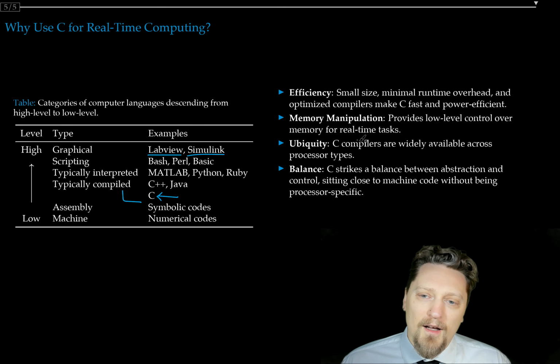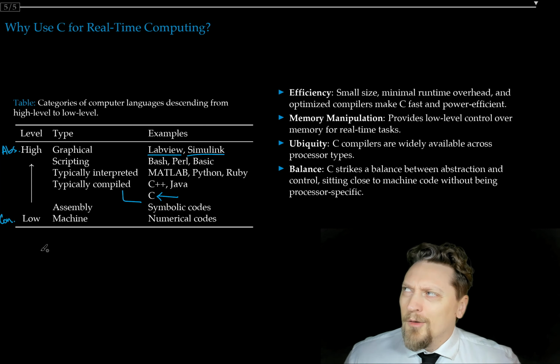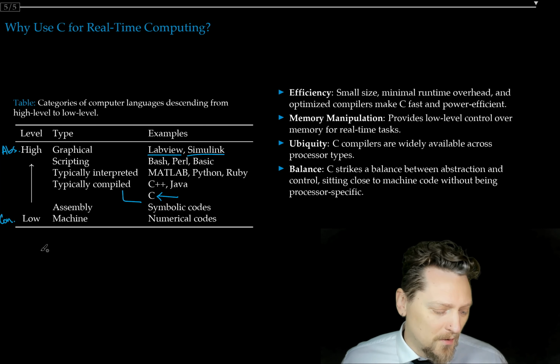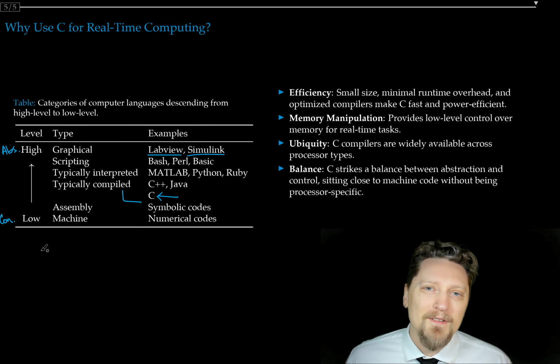And also for balance. C strikes a balance between abstraction and control, sitting close to machine code without being processor specific. So it's a balance between the nice abstraction that you get at the high level and the control that you get at the low level. Yeah, so that's why C. It's the most popular by far. I think the last number I saw was something like 80 or 90% of real-time and embedded computing projects are done in C. So that's the one that we'll use.